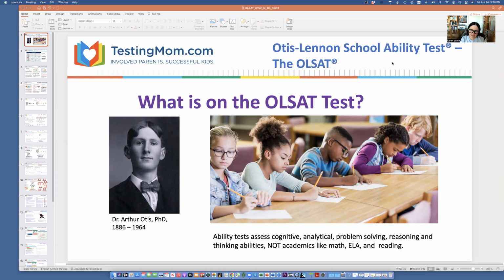And an ability test is a test that is looking at your thinking skills, essentially. Unlike an achievement test that your child might take at the end of the year that looks at their math and reading and English language arts skills, this is actually looking at your thinking and reasoning, problem solving, analytical types of skills. The skills you need to have in order to do math or in order to do reading comprehension or all the things that kids have to do in school.